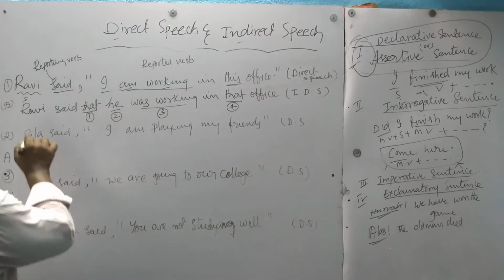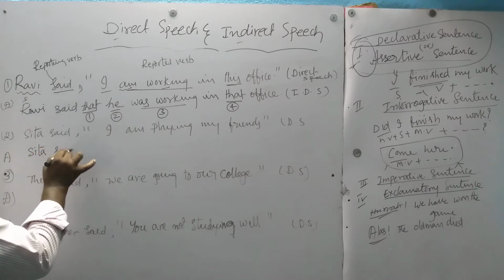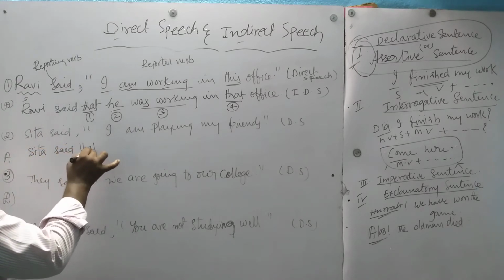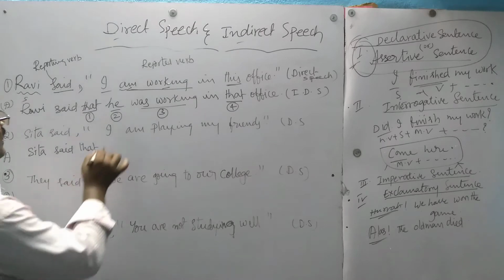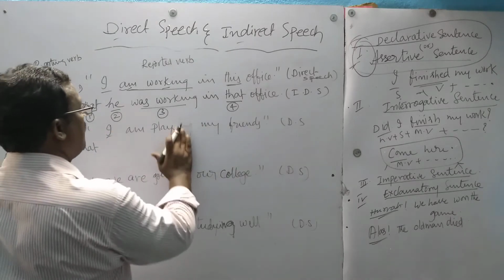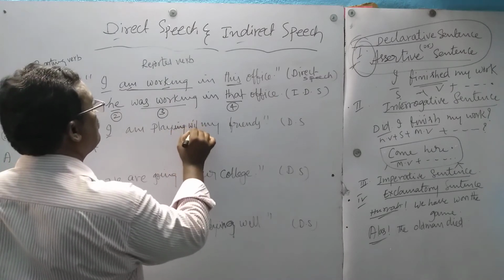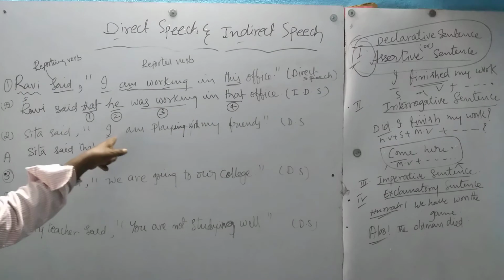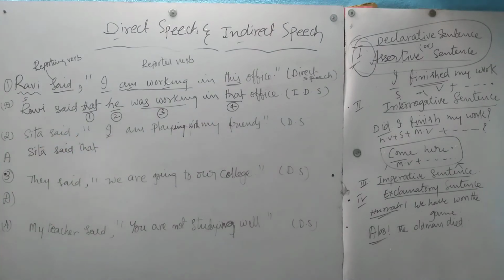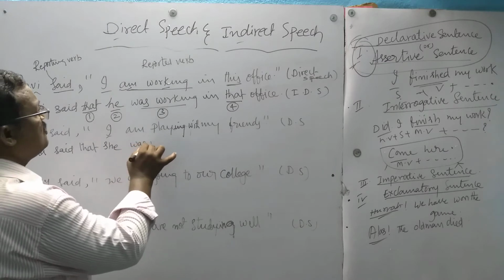Now, "Sita said that": in the inverted commas' place, we have to write "that." "I am playing with my friends." So, "I am playing" means who is playing? Sita is playing. That's why "she was playing."